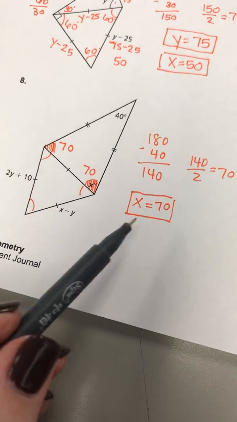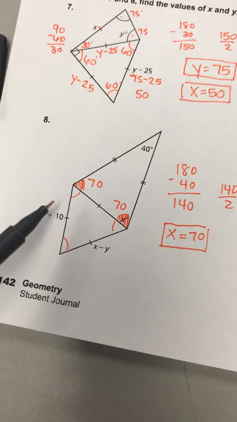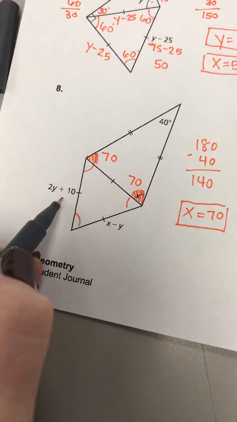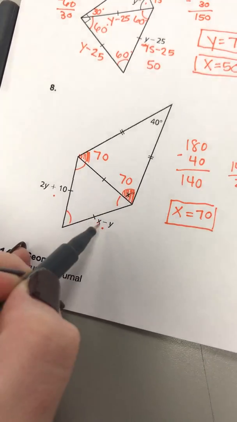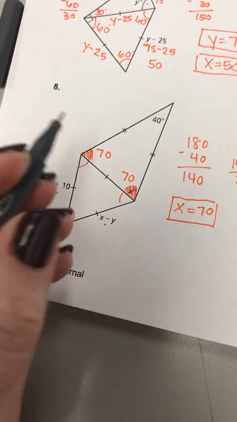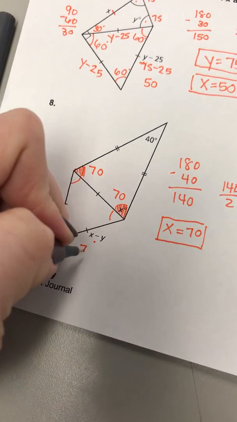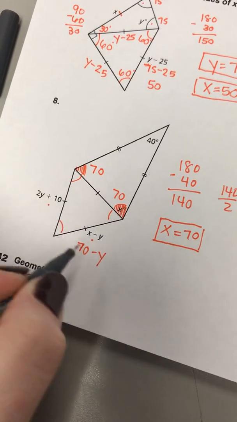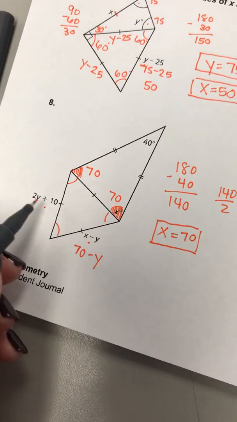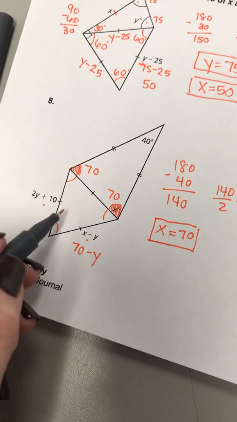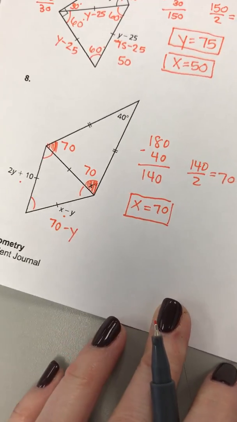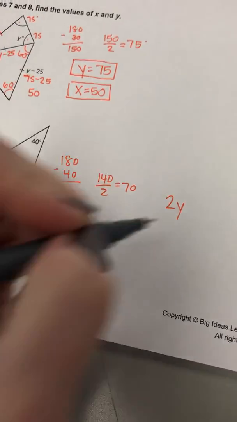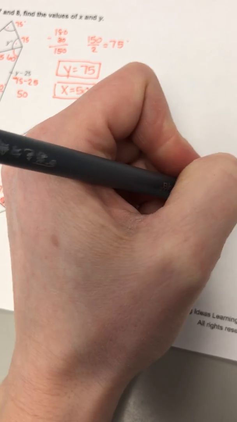Okay, so now that I know x is 70, I can look and see that y over here, these are the two things that have y in them, but this one also has x. So if I plug that x in, 70 minus y, now I have just y. So again, knowing these are both sides that are marked congruent, I know that they're equal to each other. So I can set up an equation, 2y plus 10 is going to equal 70 minus y.